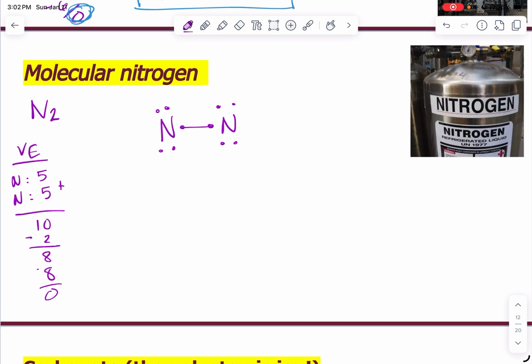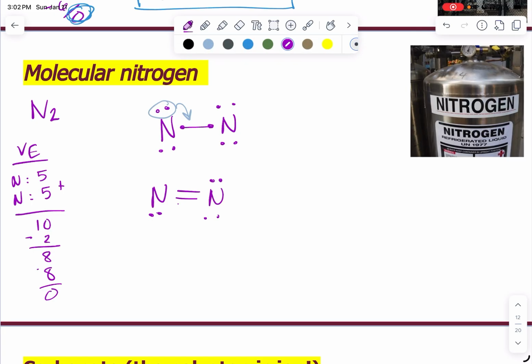So does anything have an octet? No. If I circle around this nitrogen, it only has 6 electrons around it. This one likewise has 6. So they both need to share to get their octet. They both do not yet have an octet. So I am going to take one pair and scoot it down. I'm doing this kind of slow to begin with, but eventually you'll start being able to see.